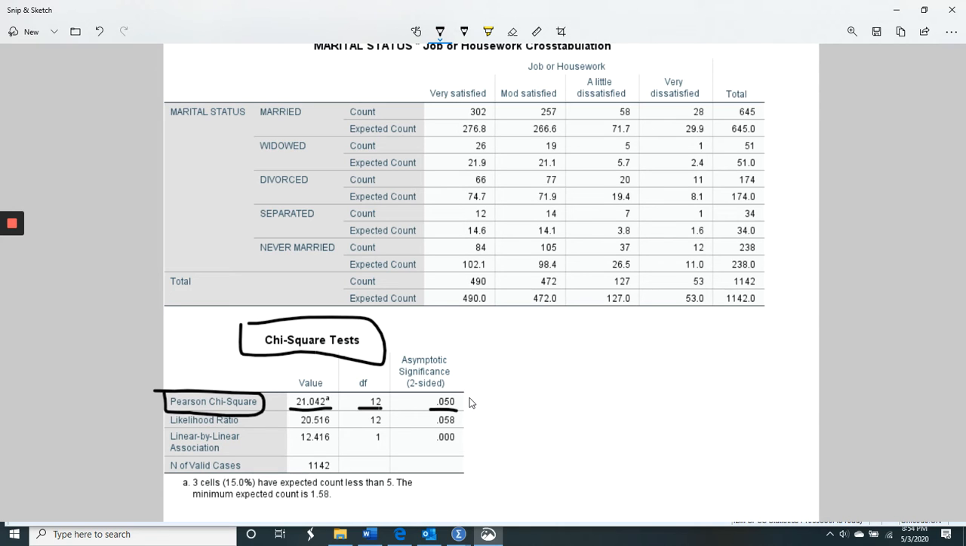It's actually two-sided, so we divide it by 2. It doesn't really matter in this case because the significance is less than 0.05. So just like with every SPSS test that we have, if it's less than 0.05, we reject the H0. We reject the H0. And this gives us the specific probability of a type 1 error.